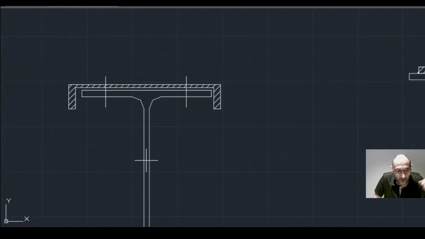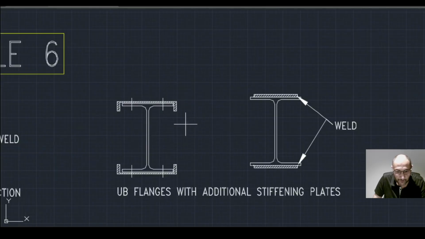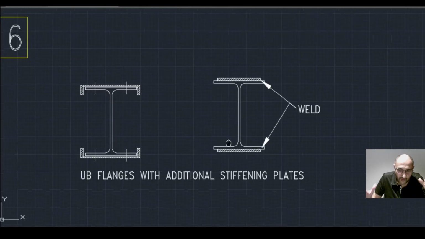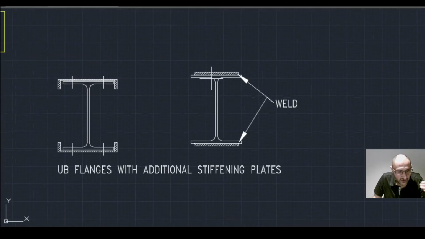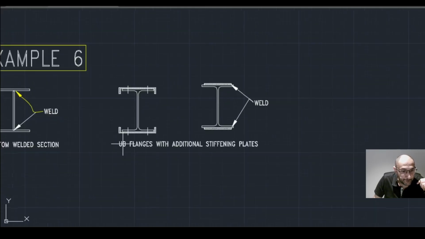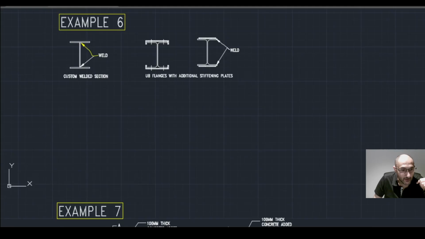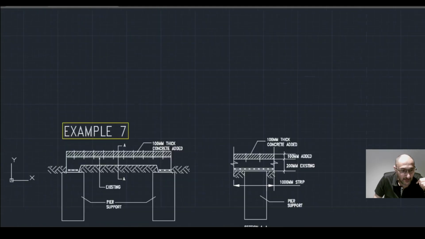The concept of the third detail is very similar to the second one here, as the idea of stiffening the compression and tension flanges with additional plates is the same, but the main difference is in the third detail we are welding the plates, while in the second one we are bolting the plates. We can now go to example 7.